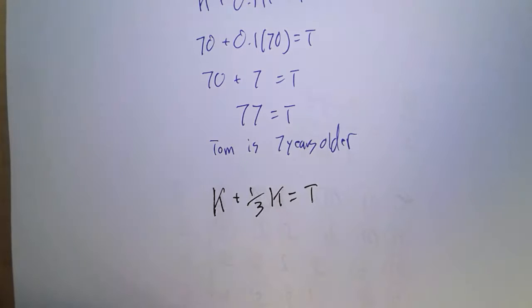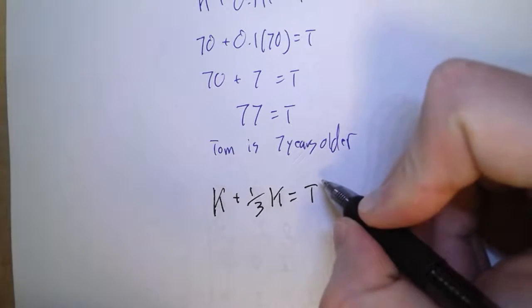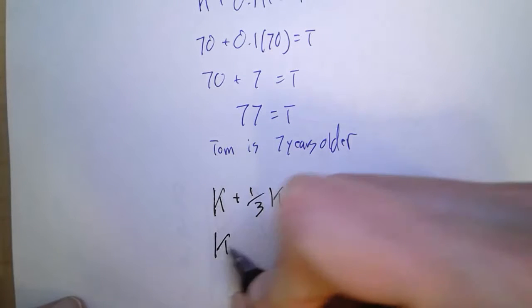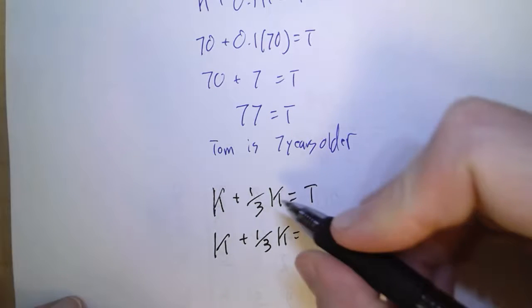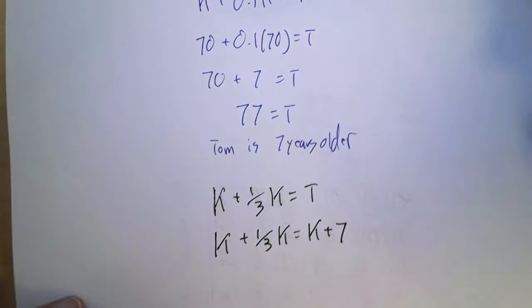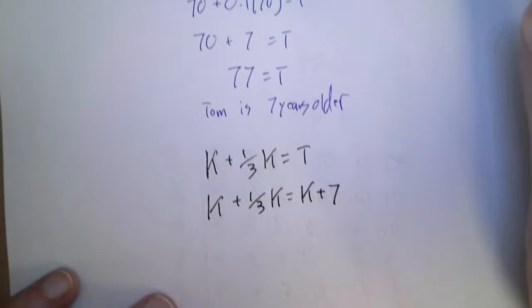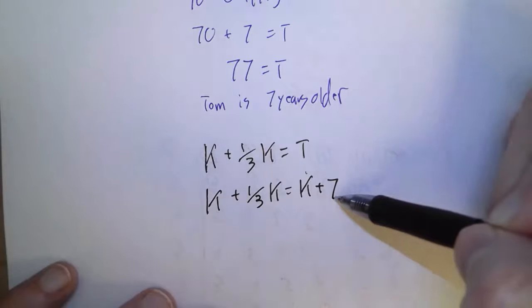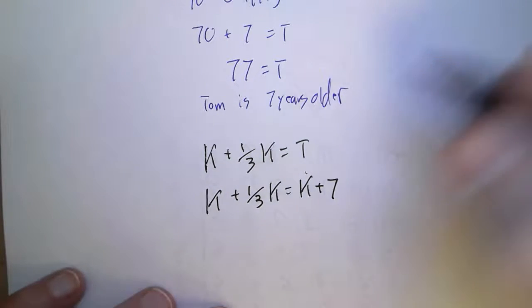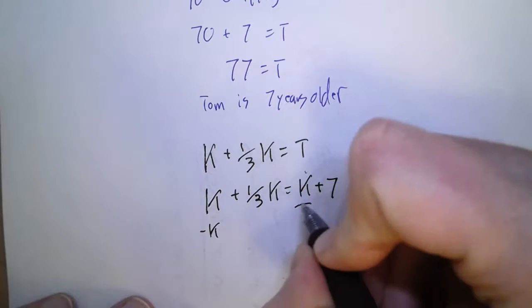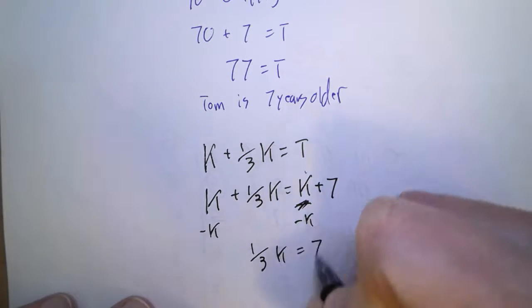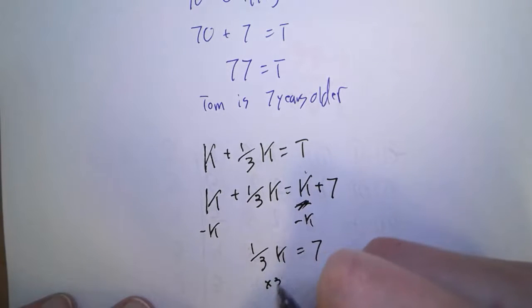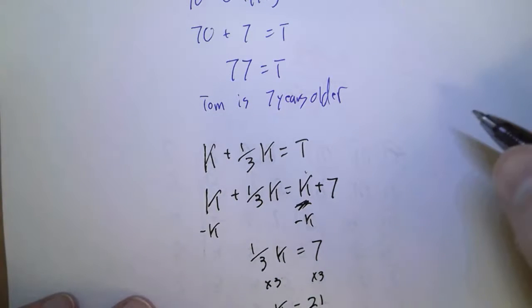Now, what we can do is change this equation to get rid of one variable. Instead of Tom's age, we say K's age plus 7. So now we have this equation with just one variable, so we can solve for K's age. If we subtract K from both sides, we get 1/3 K equals 7. So we multiply both sides by 3, and we get K equal to 21.